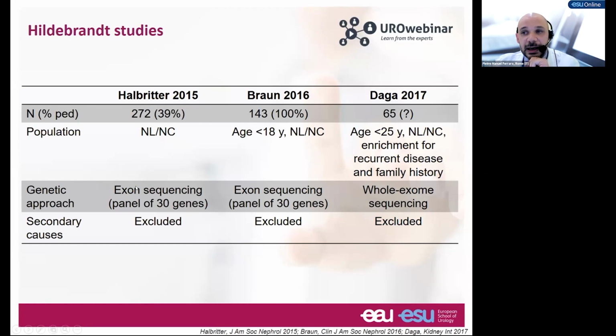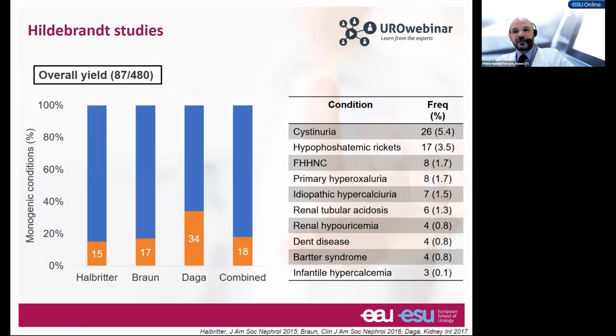Two of the three studies used exon sequencing with a panel of 30 genes. And if you match this panel with the list that I showed you earlier, you can see that they are not completely covering all the monogenic causes of kidney stones. But the third one, published in 2017, adopted a whole exome sequencing approach. In all cases, the known secondary causes of kidney stones were excluded. So I tried to combine the data from these studies. I would like to focus on the fact that these are not necessarily the populations that we see in our standard outpatient clinic, either nephrological or urological, because these are enriched with pediatric populations, enriched with recurrent cases, with familial cases. So in a way, it's expected to find a rather large number of monogenic conditions.